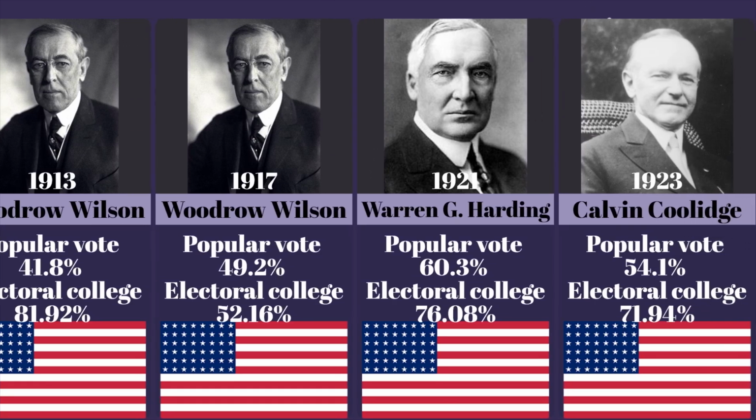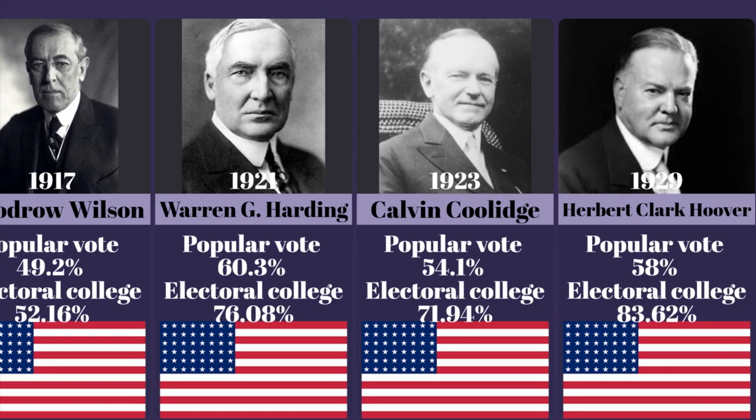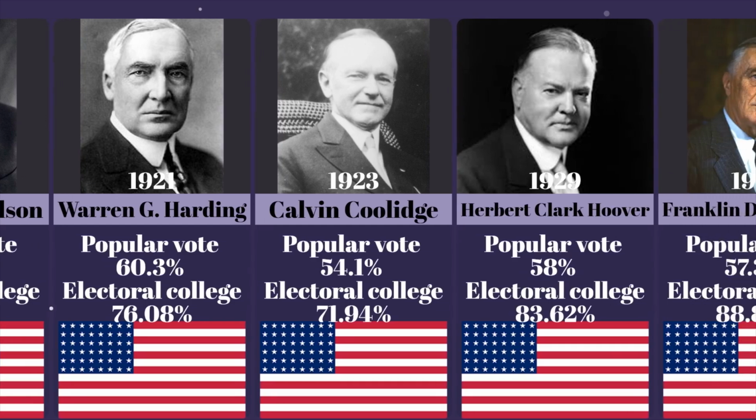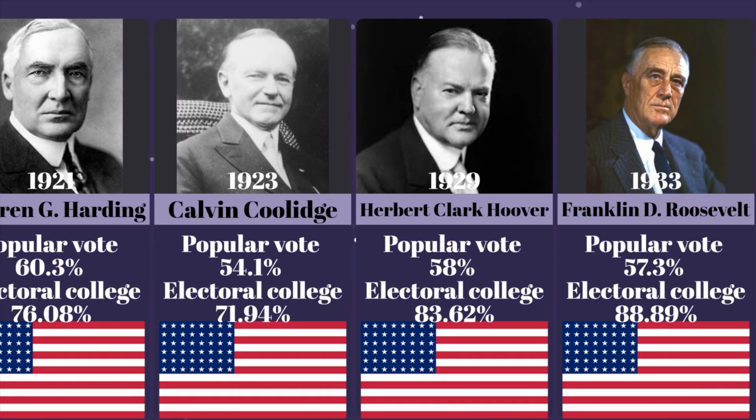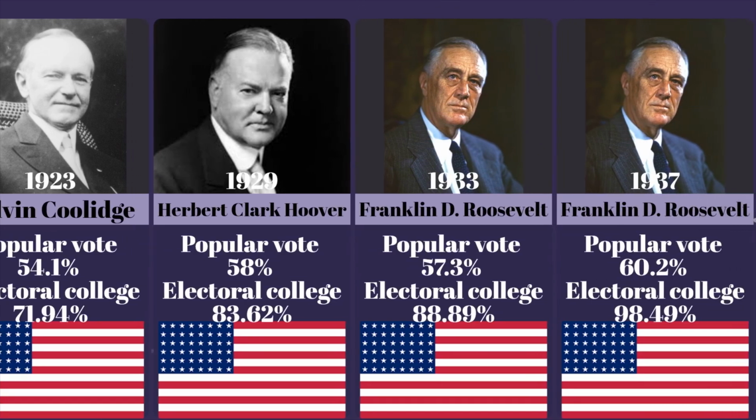Unpopular winners. Since 1824, there have been 49 elections, and in 18 of these the winner did not receive over 50% of the popular vote. In the majority of these cases, the winner did receive a plurality of the votes.